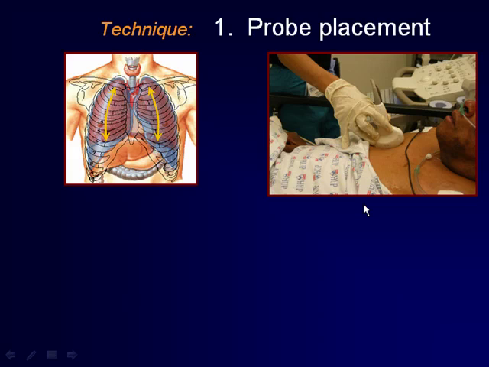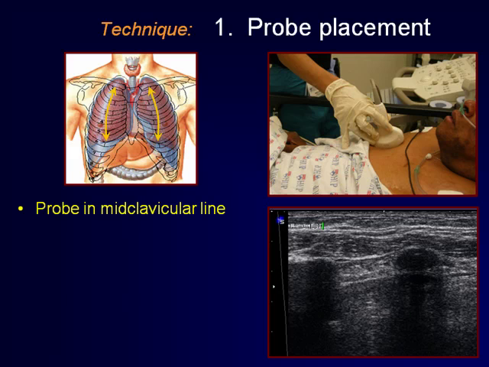To start with technique, we're going to think about where we place the probe. The probe is going to be placed in the mid-clavicular line in a longitudinal direction. So it's going to be straddling the ribs. It'll be at right angles to the ribs.